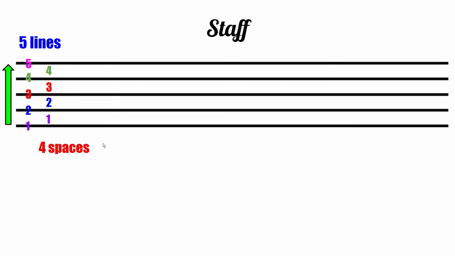Now, we have things called notes, and notes can be on the lines or the spaces. Here we have a space note because it's in the space and the line touches on the top and the bottom. Here we have a line note, and the line goes right through the middle of it.